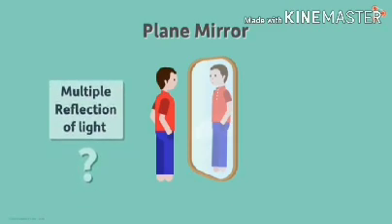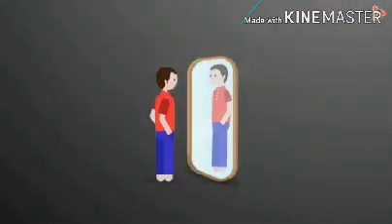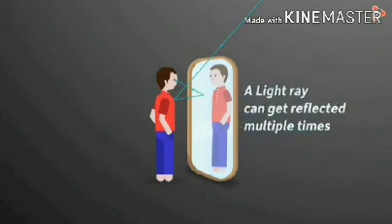How? The light rays from the source are first incident on our body. They bounce off from our body and fall on the surface of the mirror and again get reflected from there. This reflected light then reaches our eyes and we see our image. So, what does this tell us? Yes, this tells us that a light ray can get reflected multiple times. The same thing happens for every other non-luminous object as well.